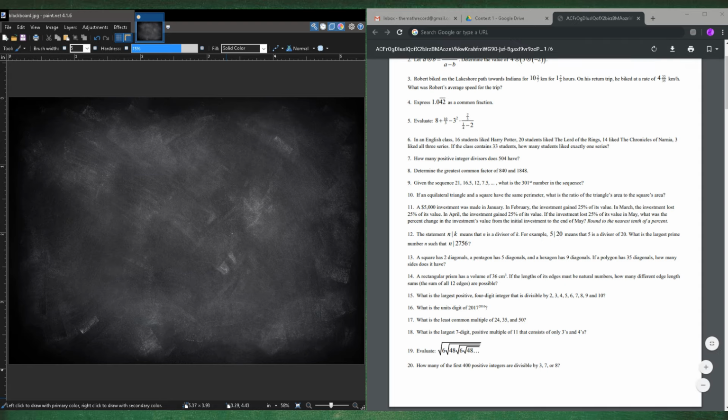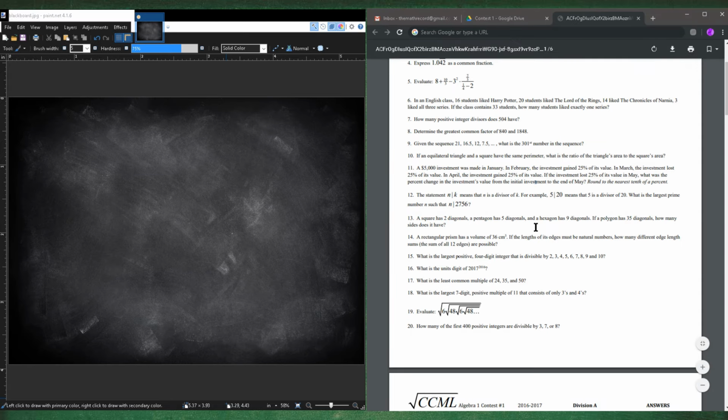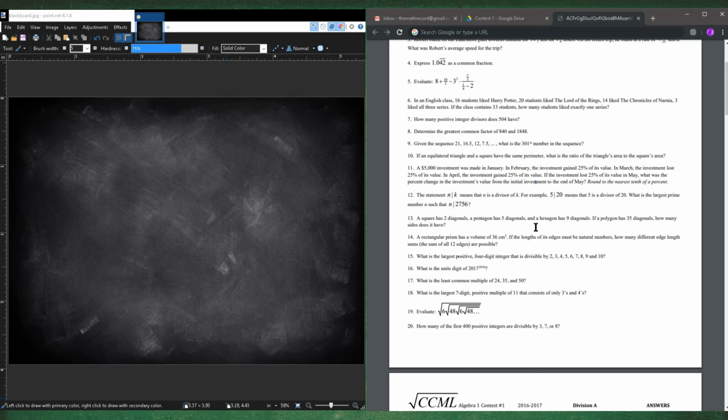That's question 11. Question 12. The statement n | k means that n is a divisor of k. For example, 5 | 20 means that 5 is a divisor of 20. What's the largest prime number n such that n | 2756?